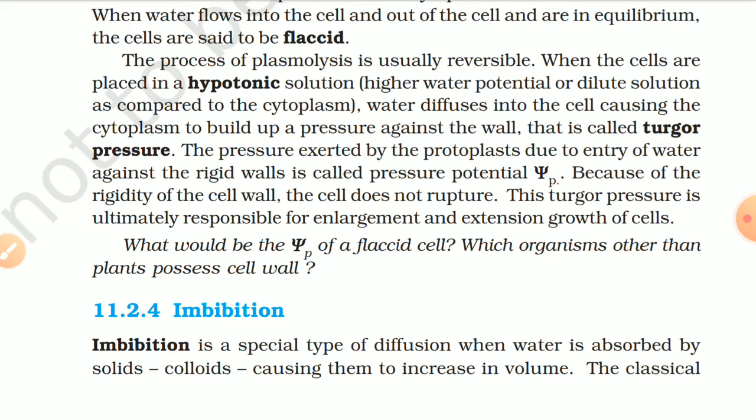Water diffuses into the cell, causing the cytoplasm to build up pressure against the wall. This is called turgor pressure. The pressure exerted by the protoplasm due to the entry of water against the rigid walls is called the pressure potential, Ψp. Because of the rigidity of the cell wall, the cell does not rupture. Turgor pressure is ultimately responsible for enlargement and extension growth of cells.